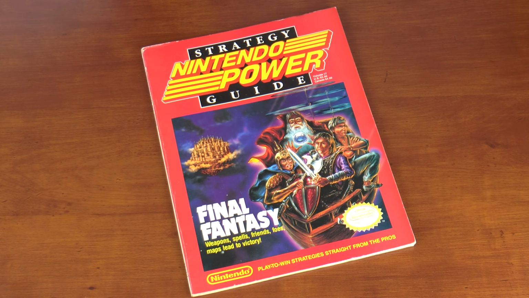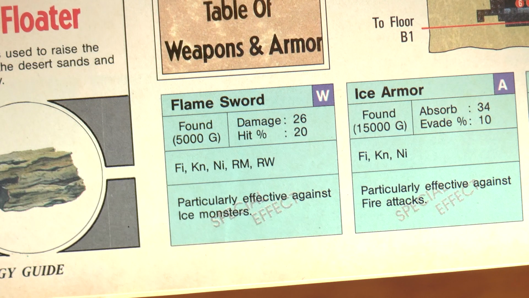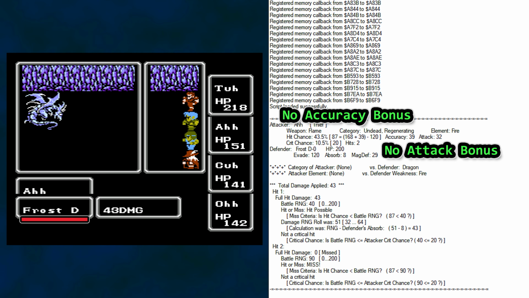Hey, Nintendo Power Strategy Guide. What do you have to say about the Flame Sword? Particularly effective against ice monsters. Seems the same as against all other enemies.